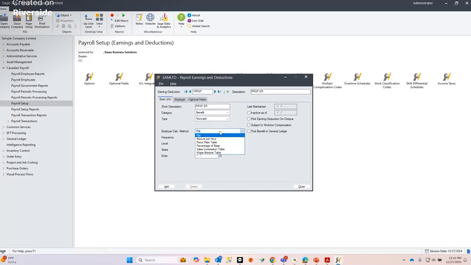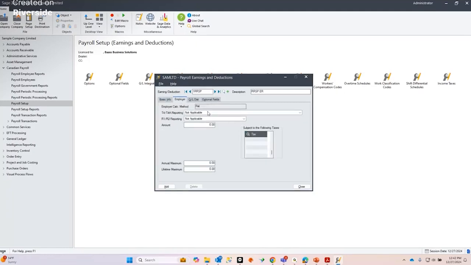So this is going to be a non-cash. You can determine whether it's a flat amount, whether it's a percentage, or if it's based on a rate table. These are your options. How often, whether you want to print on the pay stub, and if you want to post the benefit.